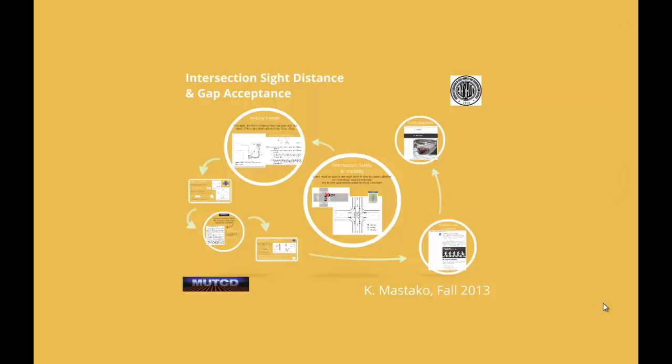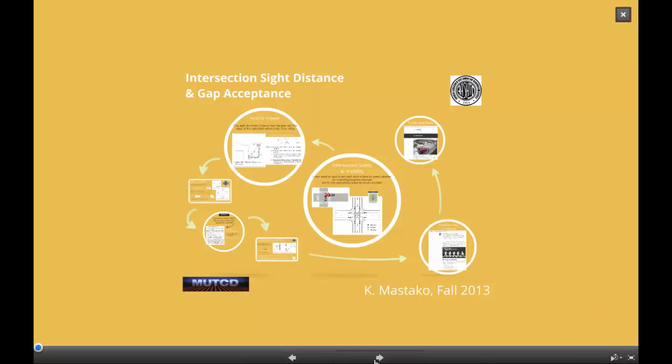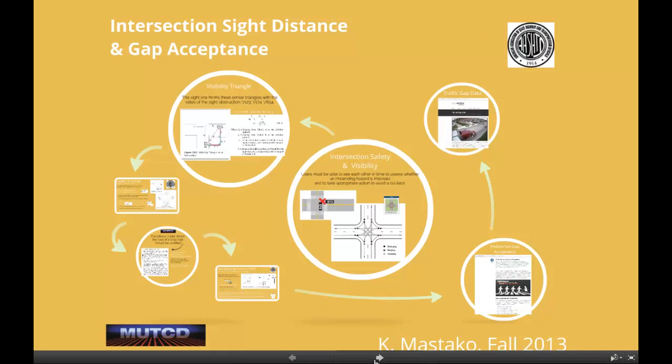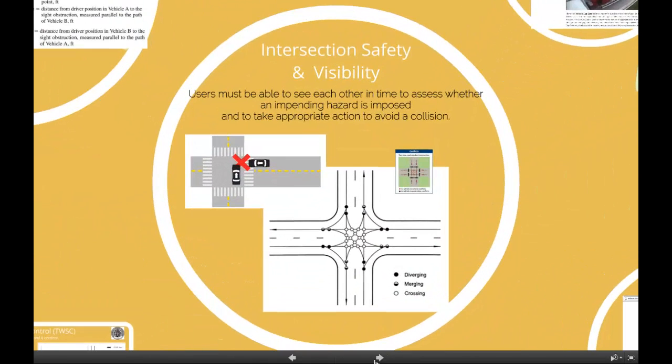Let's take the next 20 minutes to talk about intersection sight distance and gap acceptance and to work through two example problems from the text. We begin by recognizing that an at-grade intersection experiences a variety of conflicting movements as vehicles and bikes on each approach move left, through, and right, and pedestrians move from one corner to the next.